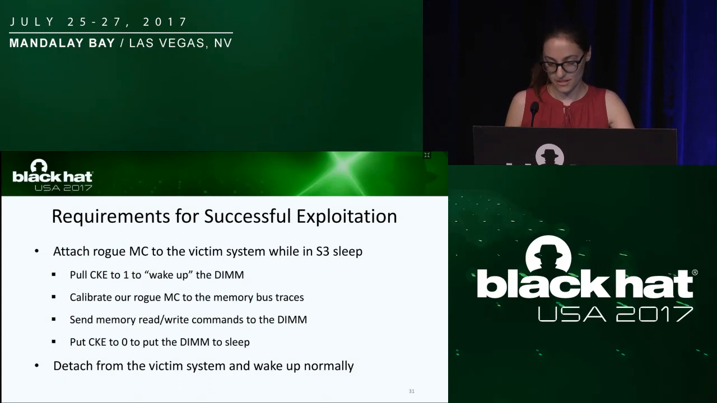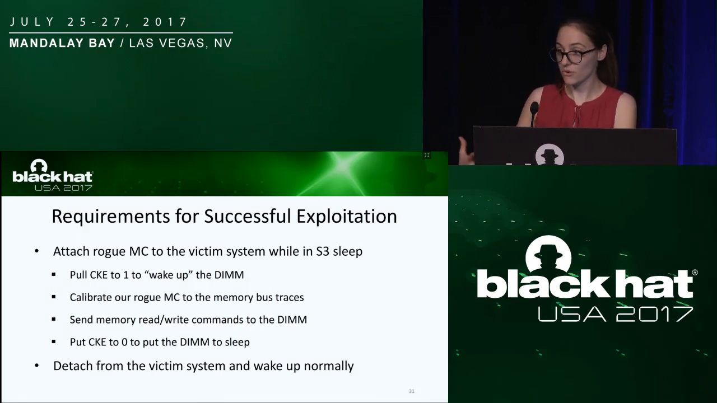And here are the steps that we have identified for launching a successful exploitation. First of all, as I said, the attacker needs to attach the rogue MC to the victim system while the system is in S3 sleep. Then the attacker will need to pull the clock-enabled signal from 0 to 1 in order to wake up the DIMM, do the calibration, because we are introducing new traces, and our rogue memory controller needs to account for all those new signals that we are adding.